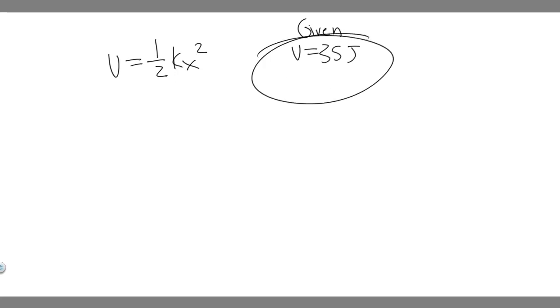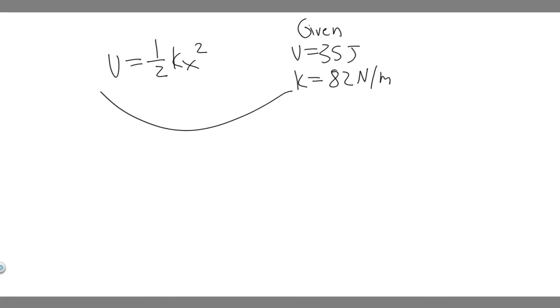Some distance, that's what we're trying to find. And so we know U is going to be equal to 35. And then K, they also give, right? So K is going to be equal to 82 newton meters. And so essentially, if we have these two numbers, we can just plug them in, and we're going to be able to solve for X, right? Because that's what we're trying to find, the amount it should be compressed, and that's what X is. So if we go ahead and plug it in, 35 is equal to 1/2 times K, which is 82, times X squared. So I'm going to multiply both sides by 2 to get rid of this 1/2.